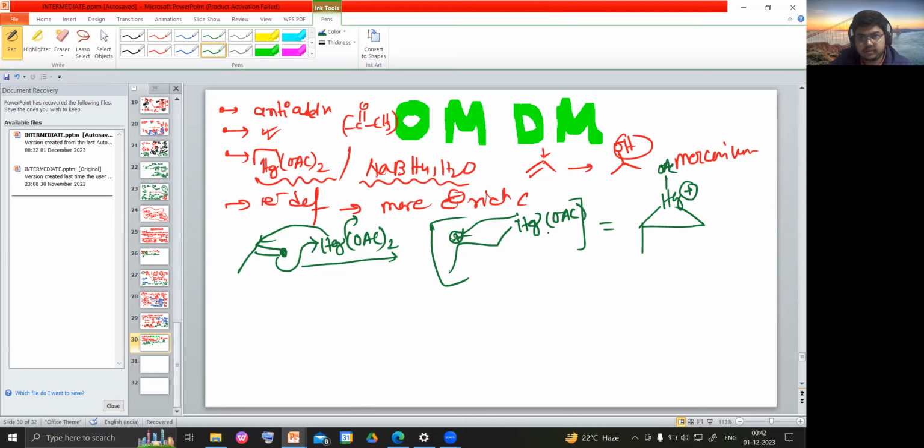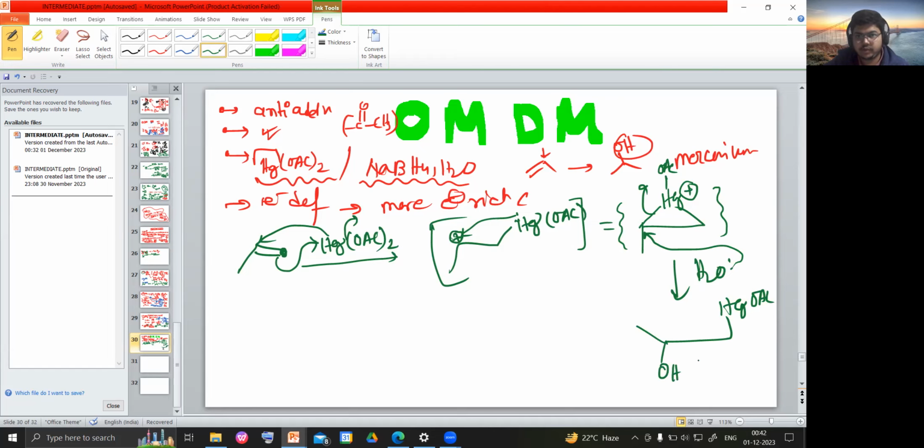Here there will be one positive charge. When mercury is donating electrons, it is positively charged. So this is our oxymercuration. Even water will attack there. Water will attack at which center? Water will attack obviously this center, like a bromonium ion, as I've said. So HgOAc, methyl, OH. So this is going to be our oxymercuration product.